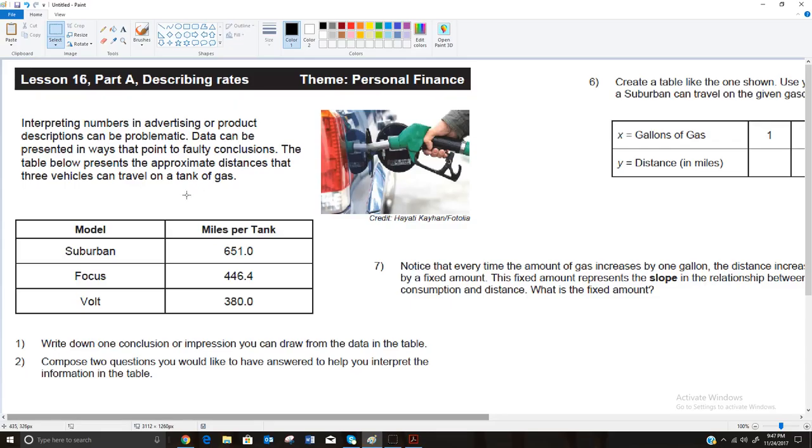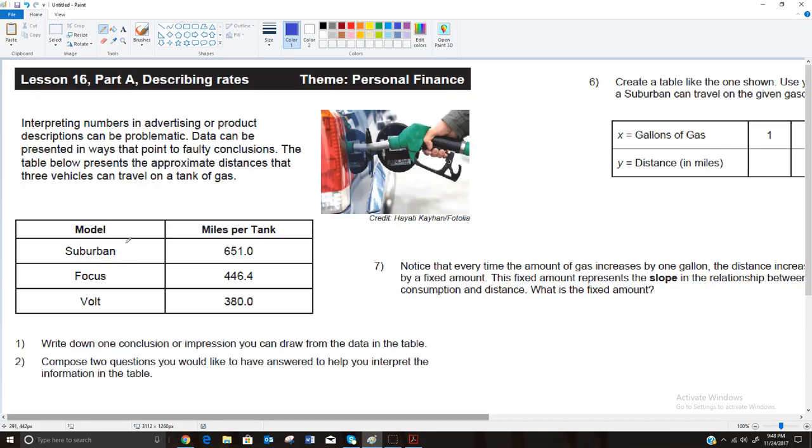So let's look at the scenario that they have here for us. It says we're going to be looking at interpreting numbers in advertising or product descriptions, because sometimes it can be problematic because they don't always give them in the same terms, so it's hard to compare things. Data can be presented in ways that point to faulty conclusions sometimes, and the table below presents the approximate distances that three vehicles can travel on a tank of gas.